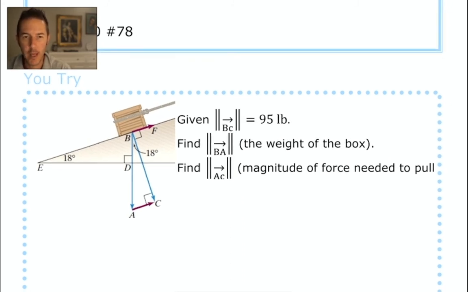So for starters, there's some kind of a crate or a box on a ramp, and you can see there's a rope over here that's trying to pull that box up the ramp, or maybe just keep it stationary.